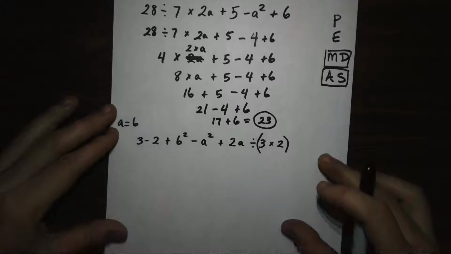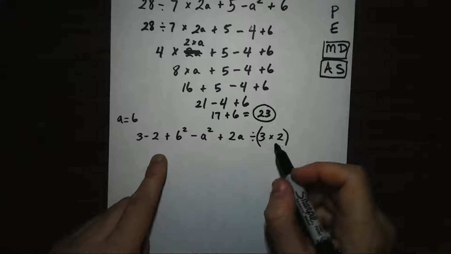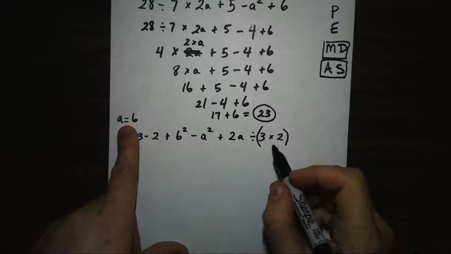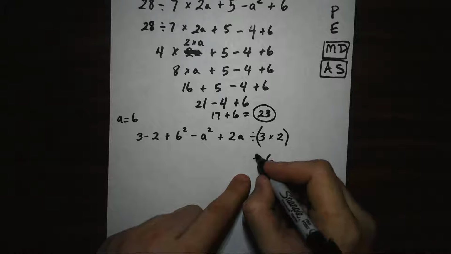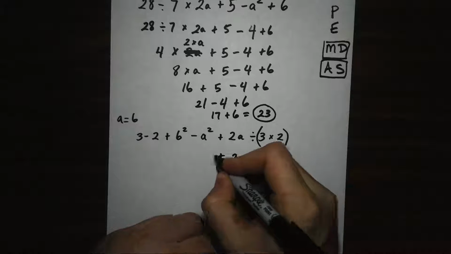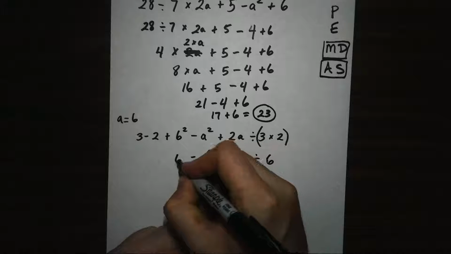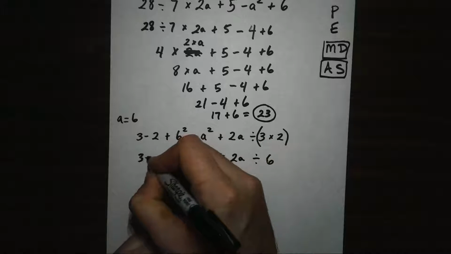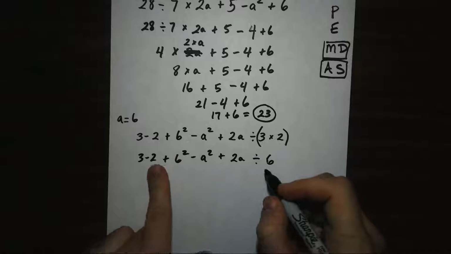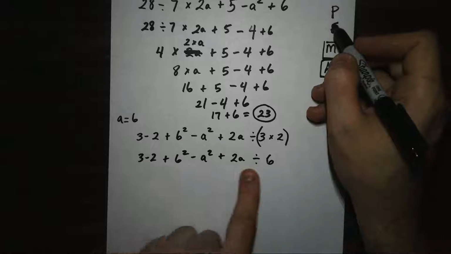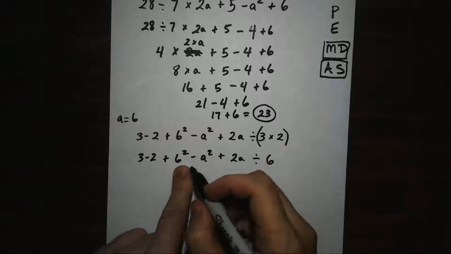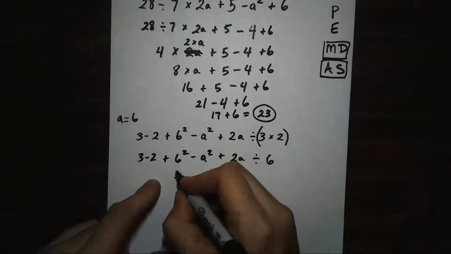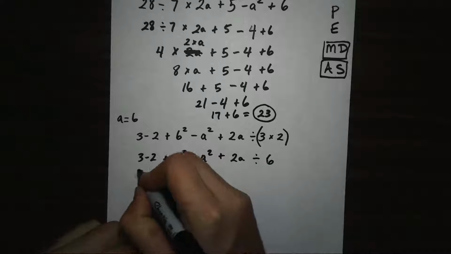So another example. This one I do have parentheses, and I'm evaluating this for a equals 6. I do have parentheses, so I'm going to start right there. I'm going to go ahead and rewrite everything else. And then I'm going to look for any more parentheses. There aren't any, so I'm going to look for exponents. And I'm going to do them in order from left to right. 6 squared is 36. I'm going to rewrite everything else.